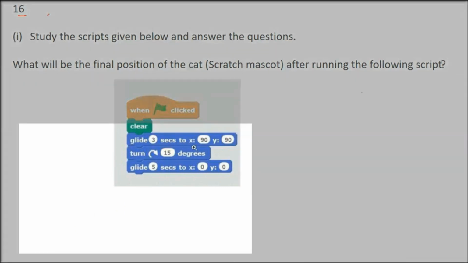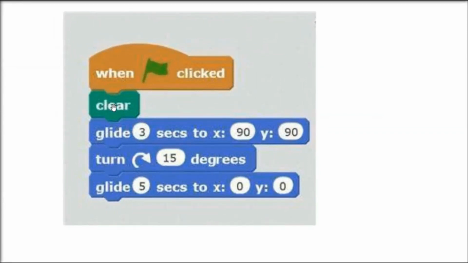Let me tell you before I go to the answer. Something will be cleared, and the position will be 90, 90 initially. Then the mascot, that is the Billy, or you can say the cat, turns 15 degrees. Then it will glide. Glide is simply moving. So it will be moving to position x 0, y 0.